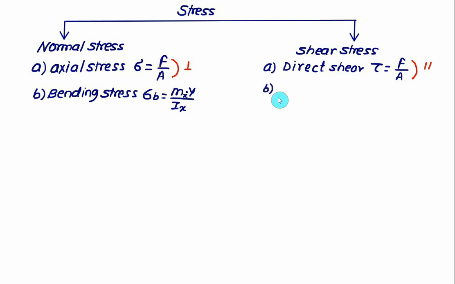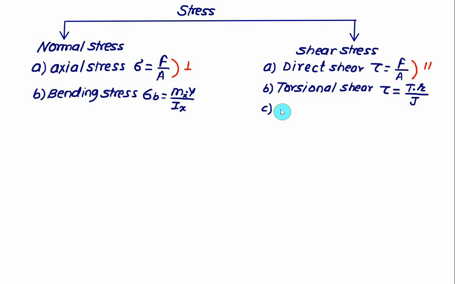Second type of shear produced is due to torsion. So if the shaft is subjected to torque, then a torsional shear stress is produced, and this value of torsional shear stress we can obtain from the torsion formula, which is given as tau is equal to torque multiplied by radius of the fiber where you are interested to know the shear stress, divided by the polar moment of inertia J of the entire cross section.